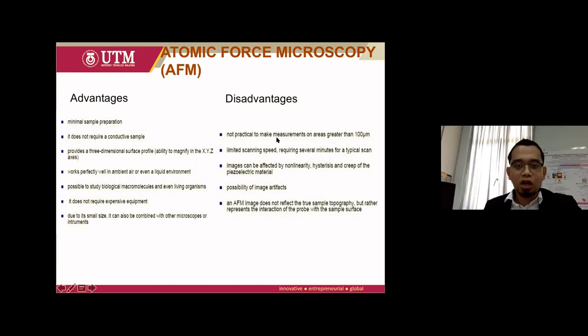It's not really practical for those who have to view large surface structures, such as over 100 microns. And it's not going to give you a good image if your surface is really smooth, or you have a large agglomeration, so the contour there is not going to be good. So there is a possibility of image artifacts.